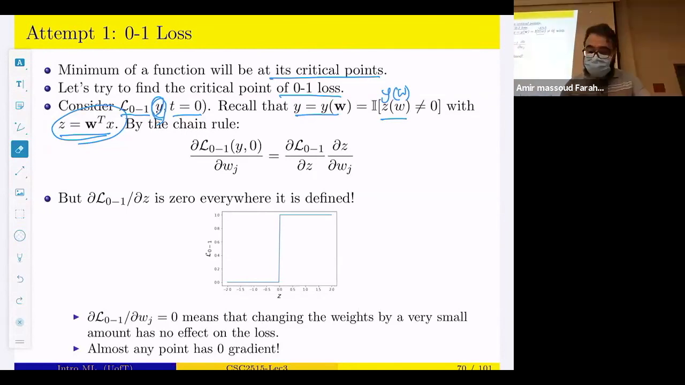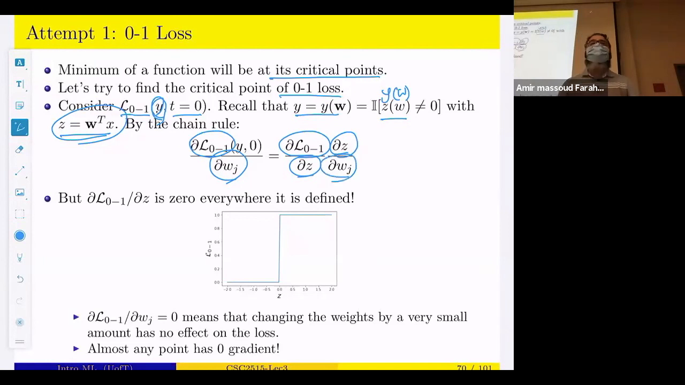What we do is, we want to compute the gradient of this loss function with respect to one of the weights, which can be seen, by chain rule, as the gradient with respect to z, and the partial derivative of z with respect to one of the wj's. The relation between z and wj is easy because z was a linear combination of w's. That wouldn't be a problem.